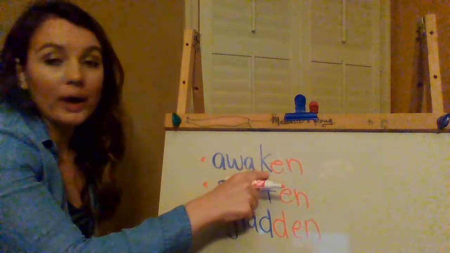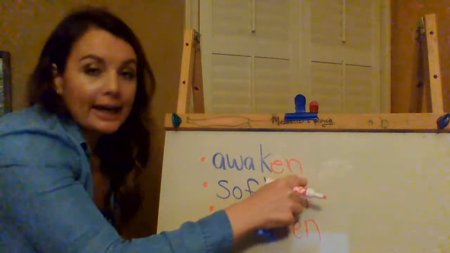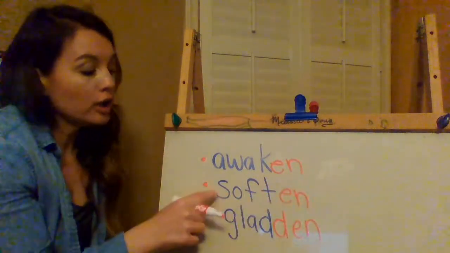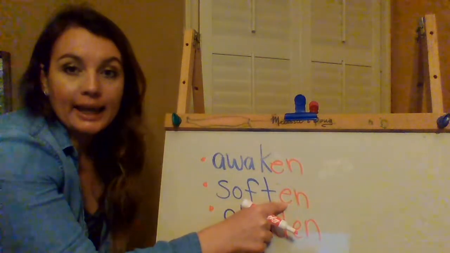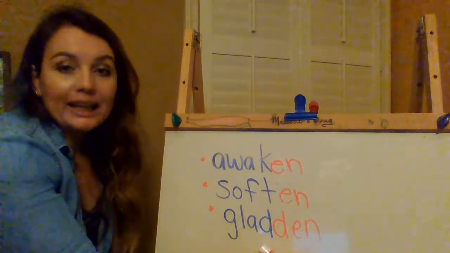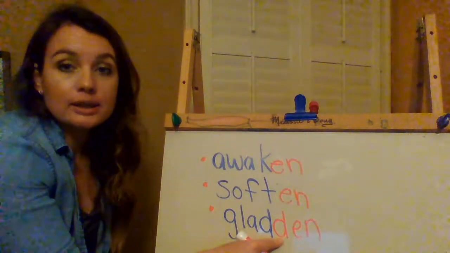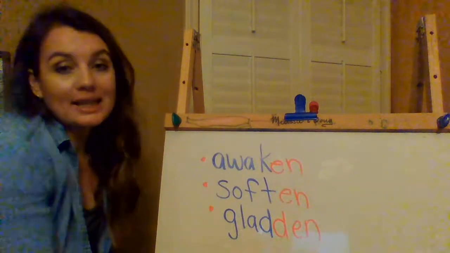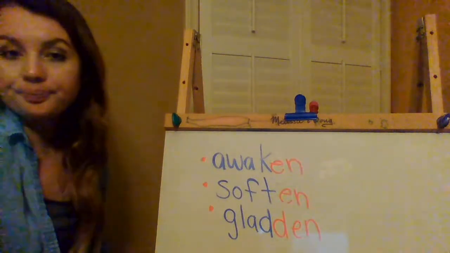On this one, awake already had an e at the end, so I had to take it off and add en. I had to drop it. On soft, we already had soft. All we had to do is add en. And on gladden, we had glad as our base word, but on this one, we had to double the consonant and we had to add en. So let's look at the rest of our words.